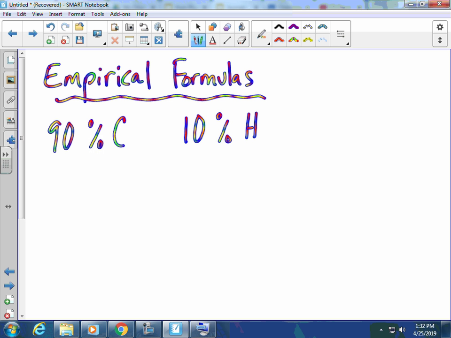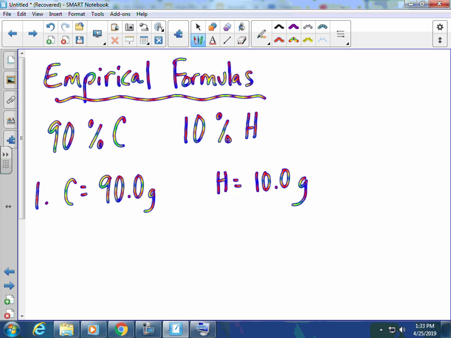So step 1, all we got to do is determine what are the masses of those things then. Well, we don't know. It doesn't say how much of the sample we have, so we can't say 90% of this or that. We don't know how much we have. But what we can do to make things really easy in step 1 is assume that we have 100 grams. Because if we assume that we have 100 grams and 90% of it is carbon, then that means the carbon would have a mass of 90 grams, right? And if we have 100 grams and 10% of it is hydrogen, then the hydrogen would be 10 grams.